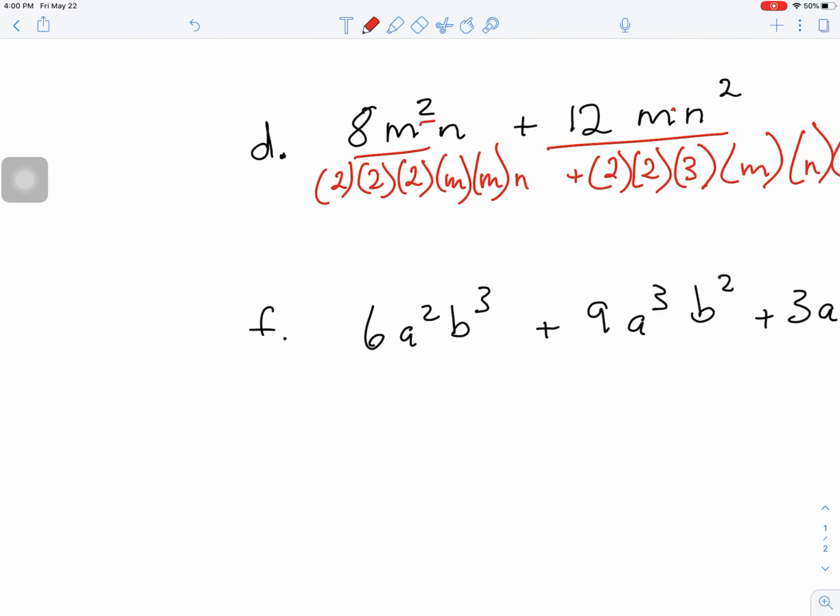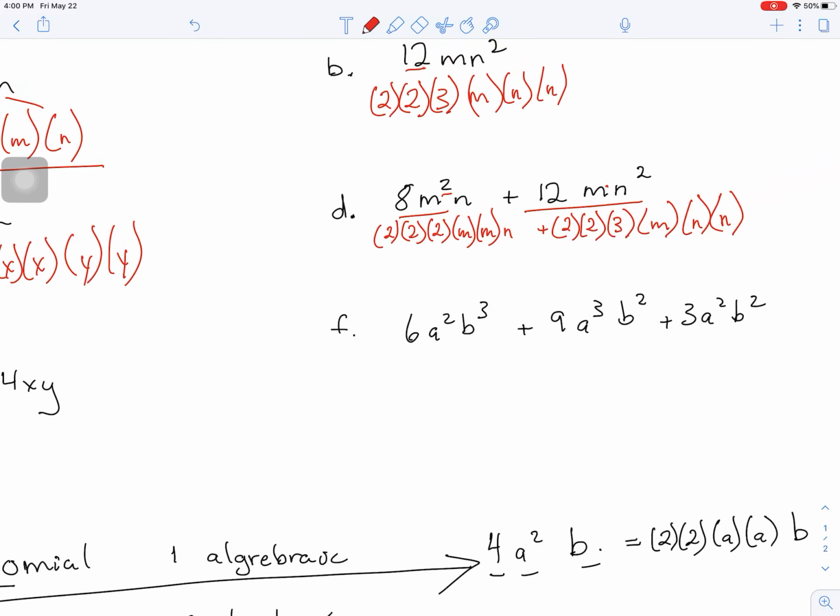We have 2 m's here, we have 1 m there. That means that we can pull at least 1 out, so the m's are out. What about our factors? We have 2 2's here, 2 2's there, so we can pull 4 out. That does 1 there. So we'll cross those out. All right, and our n's, we have 1 n here, and we have 2 n's there, so we can take away 1 n each. So 4mn.